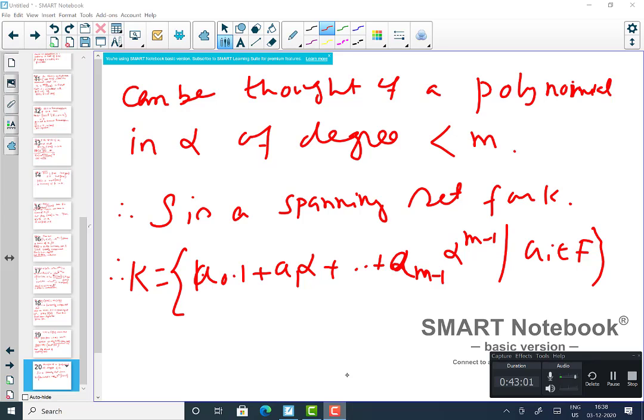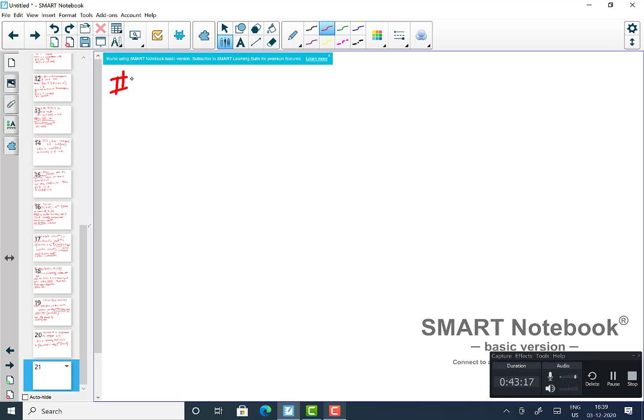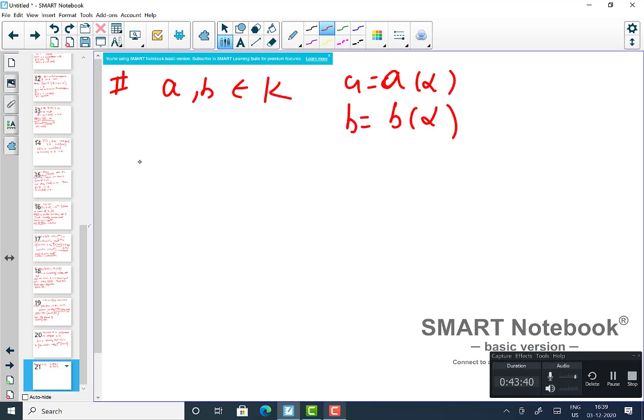Okay, so one more thing. So this is okay. Now observation: if you choose two elements, A and B belong to K, then obviously you know that A will be some function of alpha and B will be another function of alpha, and then if you add A plus B, this will be nothing but the sum of (a_i plus b_i) into alpha^i, i equal to 0 to m minus 1, right? So this will be the sum.